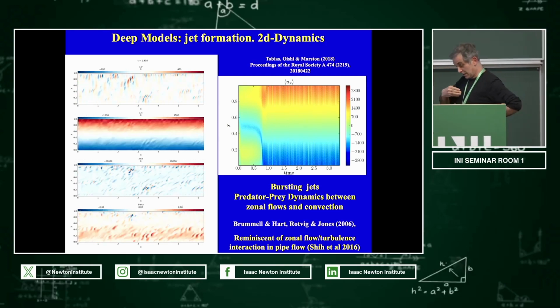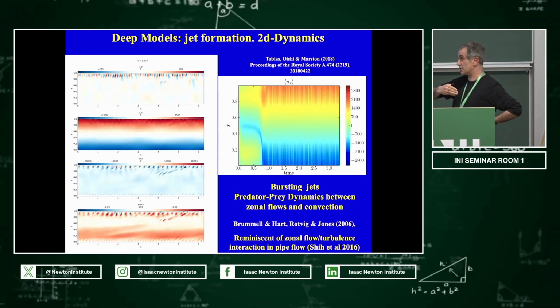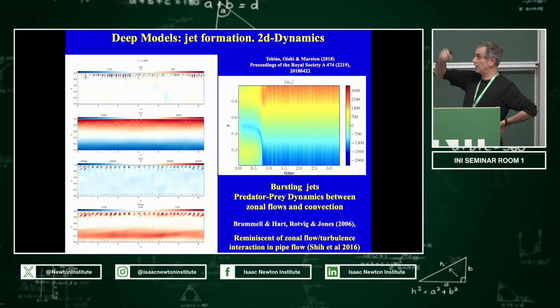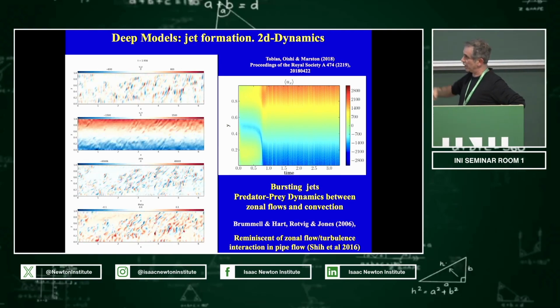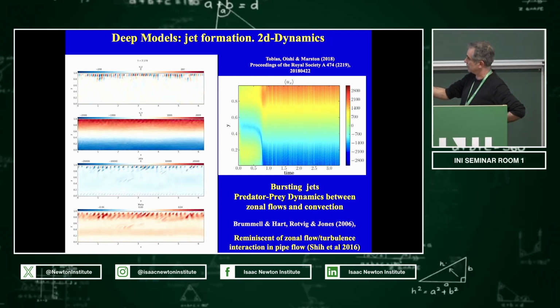So the convection drives the shear, the shear switches off the convection, and because it's switched off the convection, there's no energy input into the shear, and you get this predator-prey type system. And if you look at the Hofmöller plot, you can see these things.